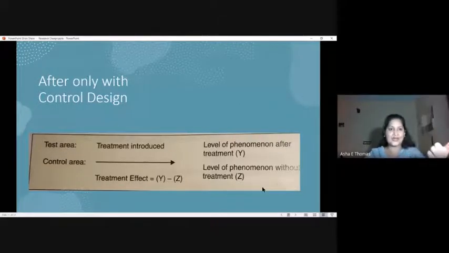One group, the test area, has 15 students where the treatment is introduced: a class on research methodology. I measure the level of the phenomenon after the treatment. What is the kind of awareness after this class on research methodology? And there is another 15 students who are given nothing, no orientation on research, no class on research. I measure their performance. Now I'm going to compare the performance between the students who underwent the treatment and those who did not. That's how I'm going to check the difference.